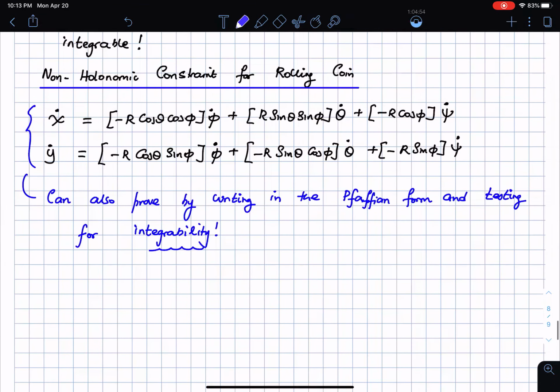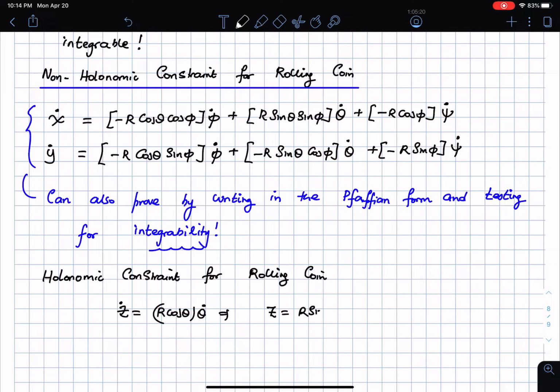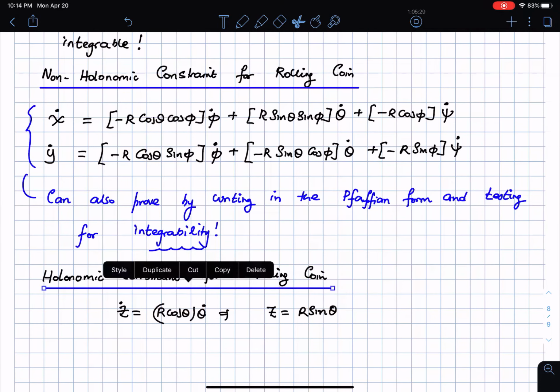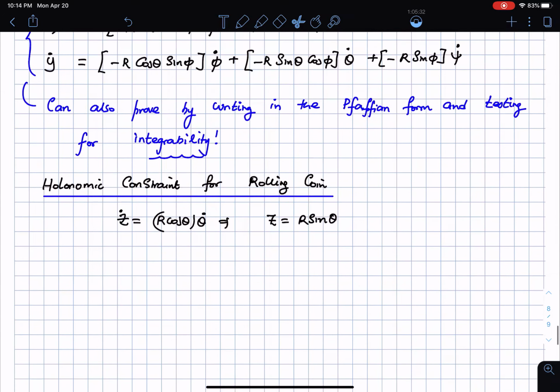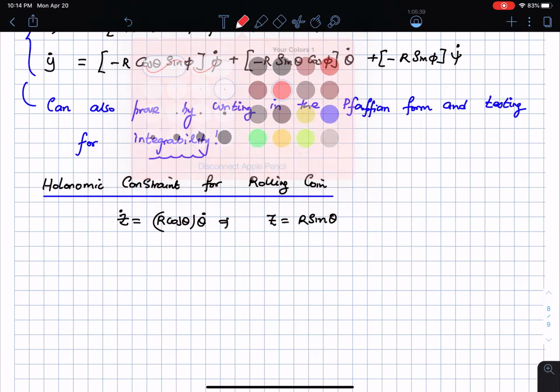The holonomic constraint for the rolling coin is the following. For the rolling coin, z dot is equal to r cos theta times theta dot, which means that z is r times sine theta. Okay, so this is a holonomic constraint, so I'm just going to copy that and underline that here. And so we see that since not all the constraints are holonomic, this is a non-holonomic system. Okay, so this is a key point.